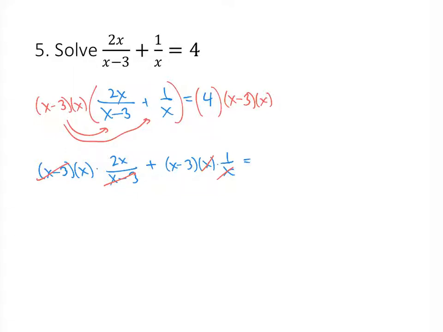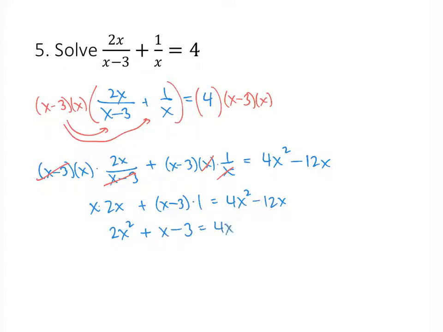And then on the right-hand side, we can just multiply this out. We end up with 4x squared minus 12x. On the left, we have x times 2x and x minus 3 times 1. And we still have 4x squared minus 12x on the right. That gives us 2x squared plus x minus 3 equals 4x squared minus 12x.